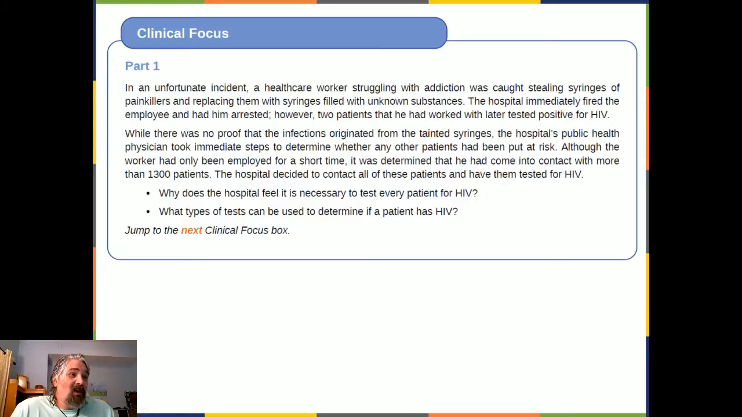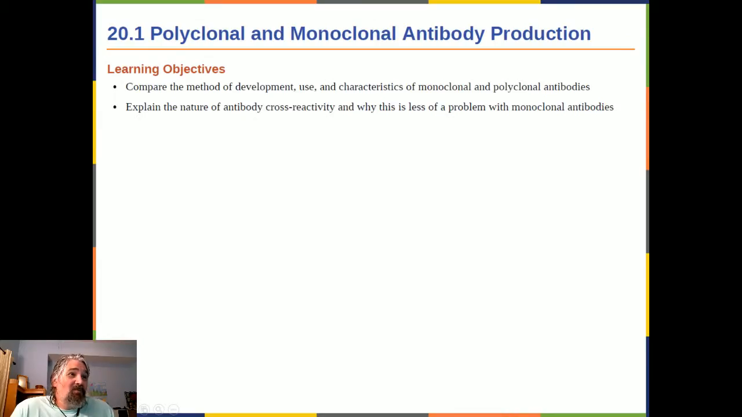Although the worker had been employed for only a short time, it was determined that he had come into contact with more than 1,300 patients. The hospital decided to contact all these patients and have them tested for HIV. Okay, so polyclonal and monoclonal antibody production. I feel like I got some things mixed up in here, but okay.